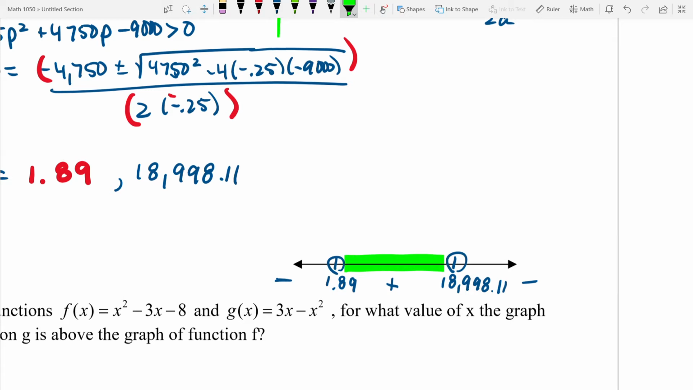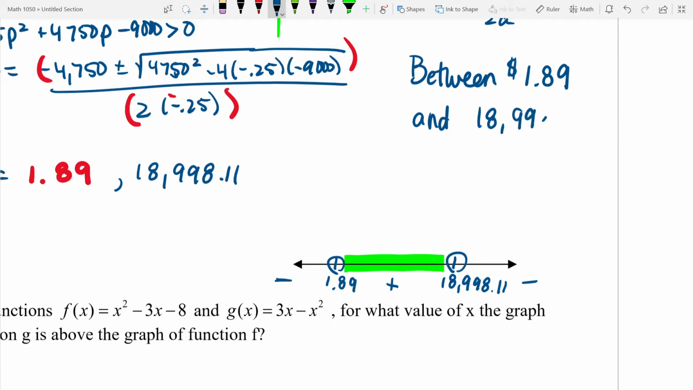So the answer is, would it make sense to put this in interval form? It's a word problem. So it doesn't make sense, right? So we're going to say between $1.89 and $18,998.11.